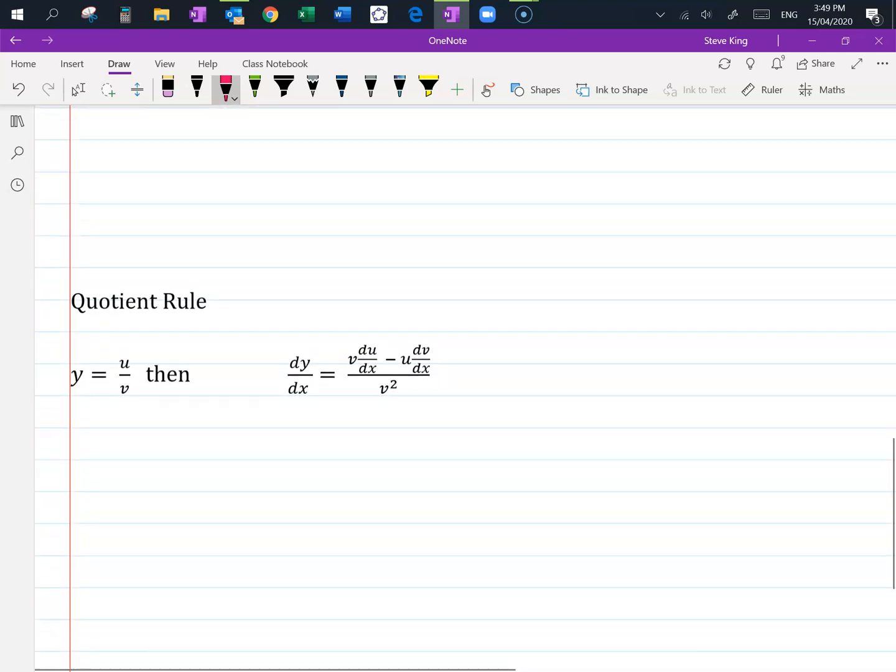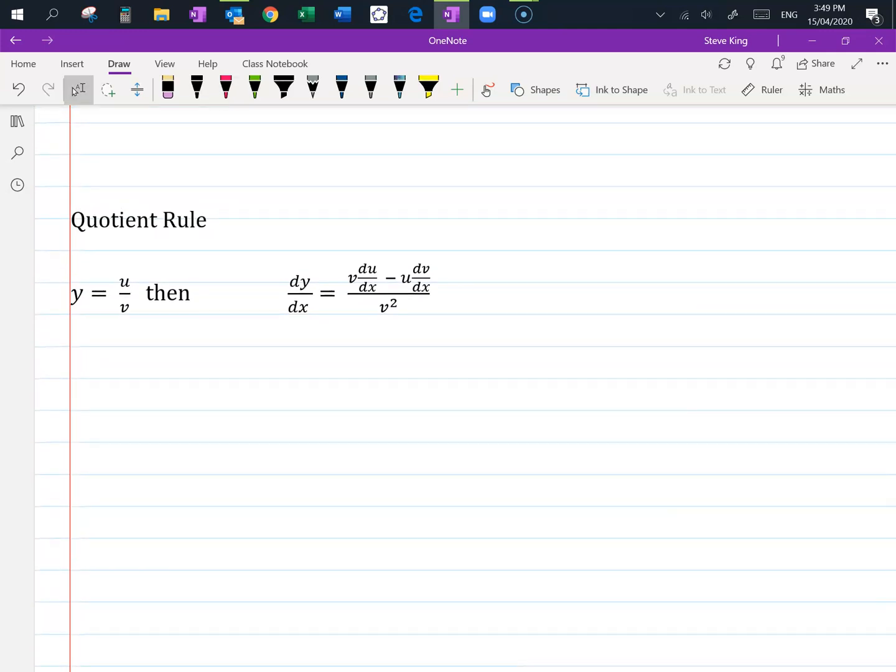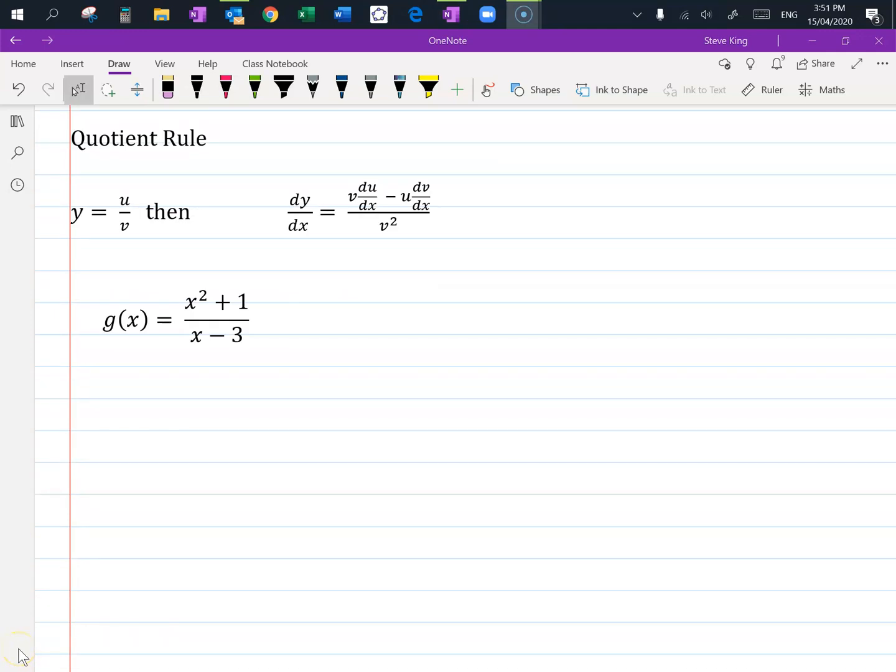Go down to the actual rule itself, down over here. The quotient rule says if you've got a quotient, u over v, then the derivative of this thing is going to be the denominator multiplied by the derivative of the numerator minus the numerator times by the derivative of the denominator, all over the denominator squared. That is the quotient rule. So now we've got our quotient rule. Let's try it out on some examples.